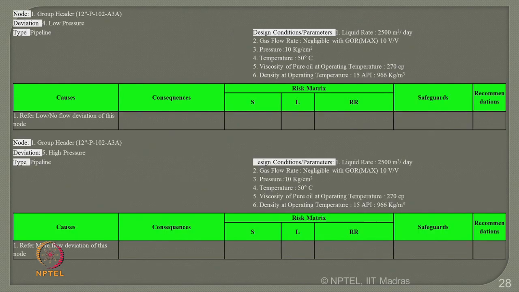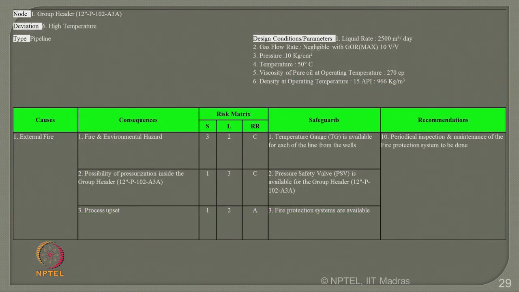Similarly, the report can be done for different headers, for different segments, for different deviations as shown in the subsequent slides. So, external fire, high temperature in the pipeline, recommendations, a new number, number 10, etc.